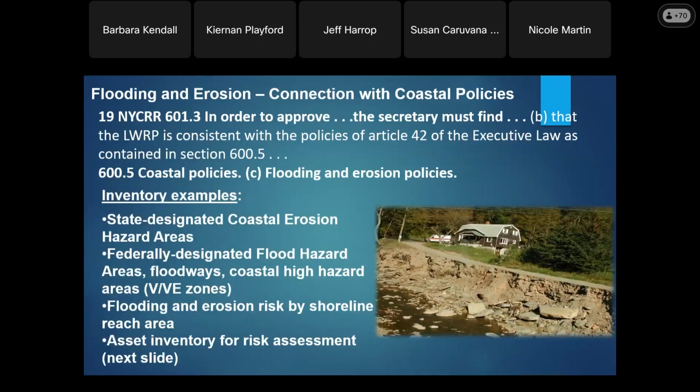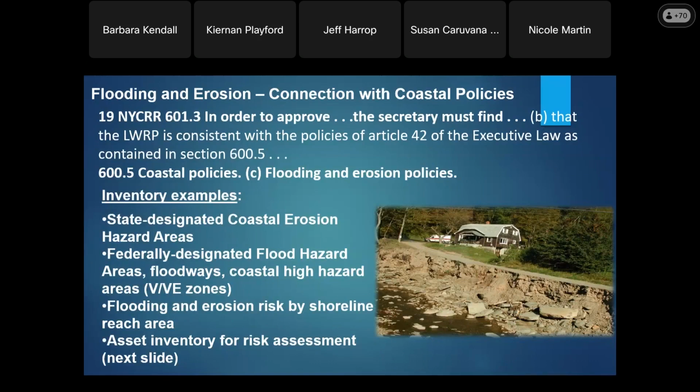Next, you would address flooding and erosion. Similar to agriculture, flooding and erosion are issues that are not included in section 915A through F, but information must be included in the LWRP because of the requirement that LWRPs must be consistent with the coastal policies. So reflecting on the importance of these issues, there are 7 policies that address flooding and erosion.